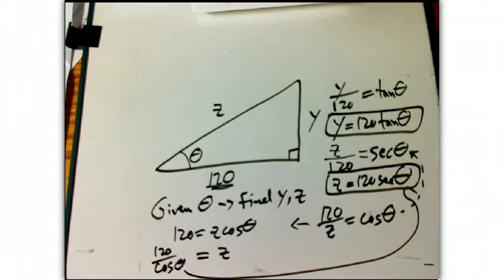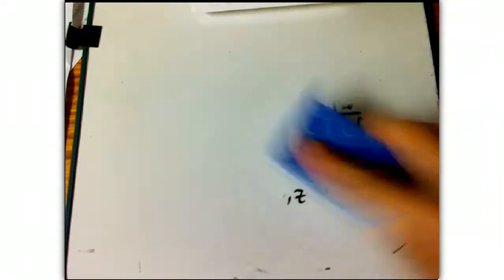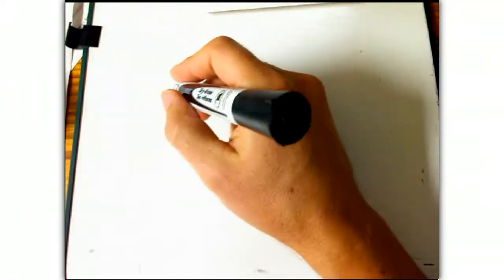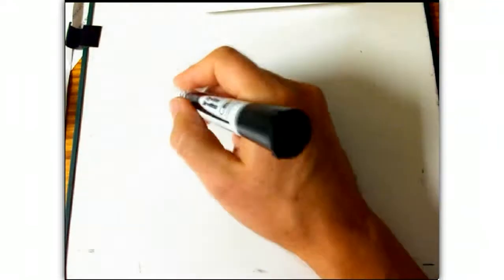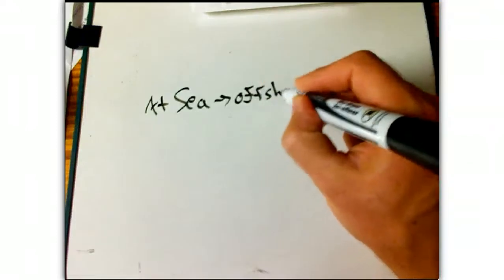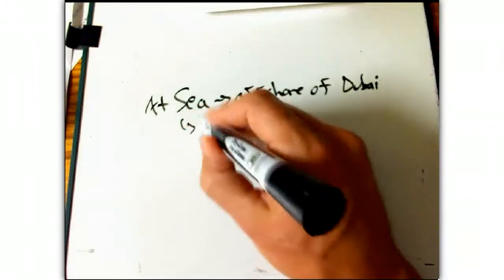So here's an example of that. Let's say we're out at sea, just offshore, fairly close to Dubai. So we're in the Persian Gulf, really.